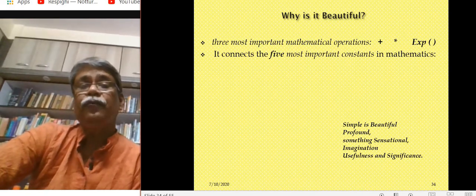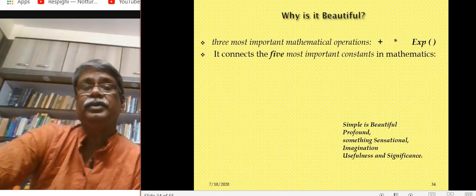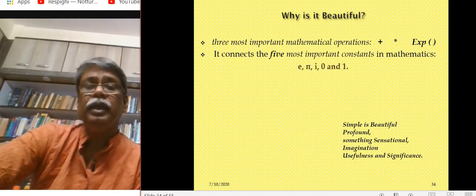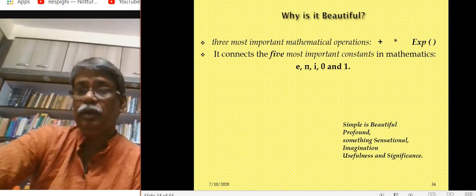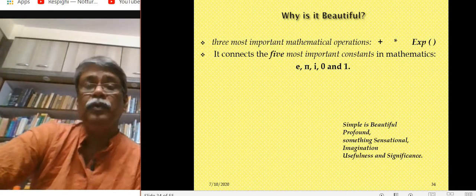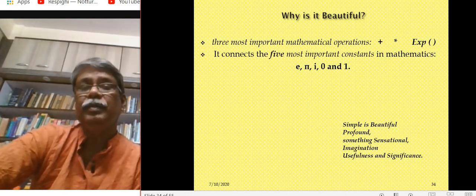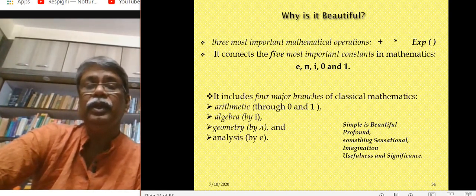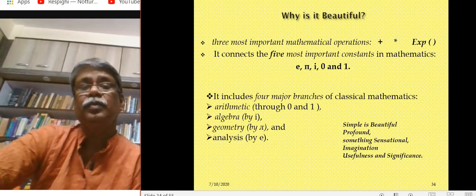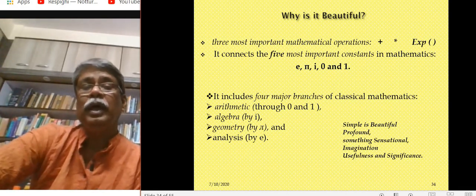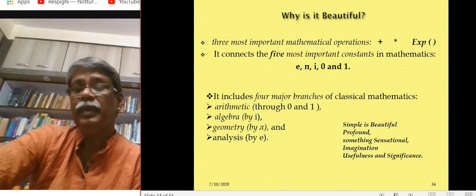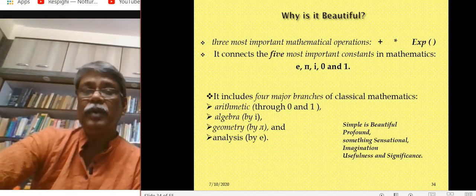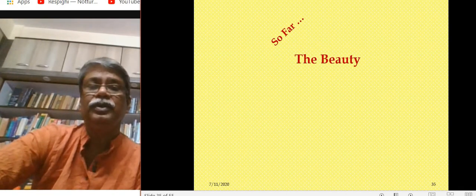It connects the 5 most important constants in mathematics, and they are e, pi, i, 0, and 1. You must agree that these are a few of the most important numbers, constants in mathematics. And not only that, it includes 4 major branches of classical mathematics: arithmetic through 0 and 1, algebra by i, geometry by pi, and analysis by e. So it covers so many things in a single equation, right?